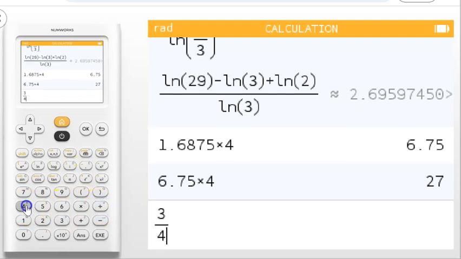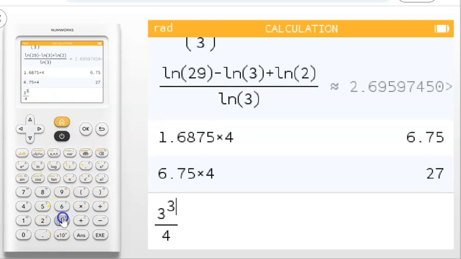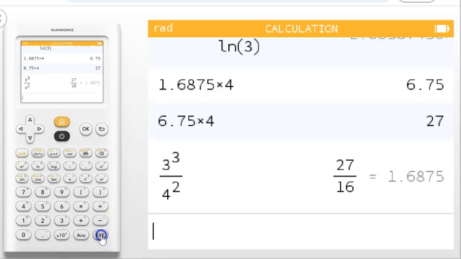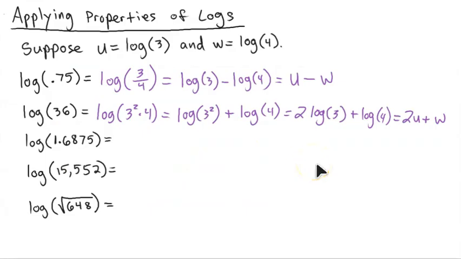How about 3 divided by 4? You may not have understood what I just did, but let me show it to you now. 3 to the third power over 4 squared, and this is 27 and this is 16. So it should be 27 divided by 16. And sure enough, 1.6875 is 27 divided by 16. So we're going to do 3 to the third power over 4 to the second power. So log of 1.6875 is the same thing as log of 3 to the third power over 4 to the second power.